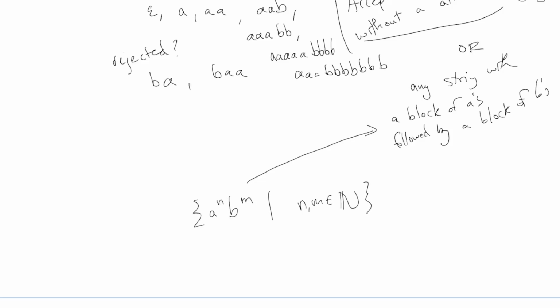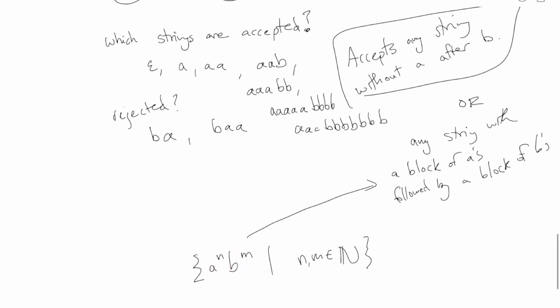A to the n followed by b to the m, where n and m are natural numbers. Remember, natural numbers just means any positive whole numbers, possibly including 0. 0 doesn't count as positive, but it counts as a natural number in this class at least. So this means some bunch of A's first followed by some bunch of B's. This is the same as any string without an A after a B, but that is harder to write in this format. So we're usually going to write things in this format in this class at least.